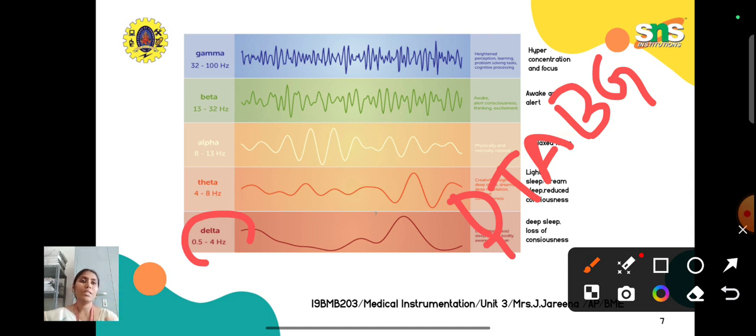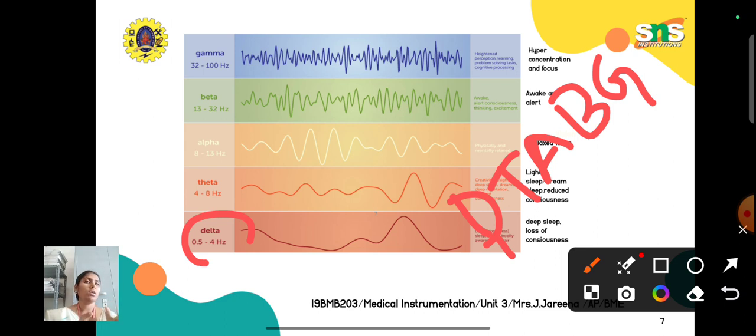Okay, so next one is beta. Beta is more active. You need some attention and focus while you are doing some activity. For example, if you are doing some calculation, solving problematic sums or problematic papers, or solving a quiz, you need attention. You will not be doing other things parallelly, like watching TV or listening to music. That type of category comes under beta. So beta means you need some attention while you are doing something. That is beta, awake and alert.